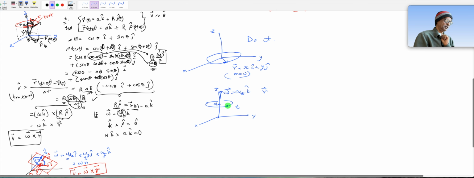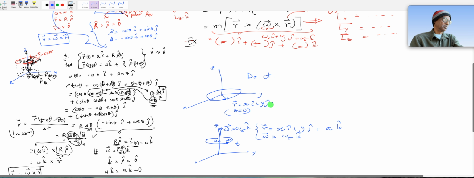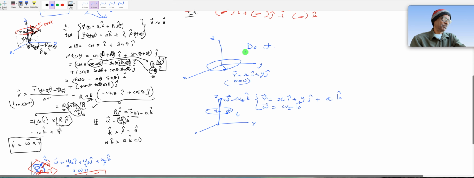So this is mass m. r is going to be x i hat plus y j hat plus a k hat, and omega will be omega z k hat. So what we are trying to figure out is to take this cross product first, and the result of that, take that with this. That's what we're trying to do.